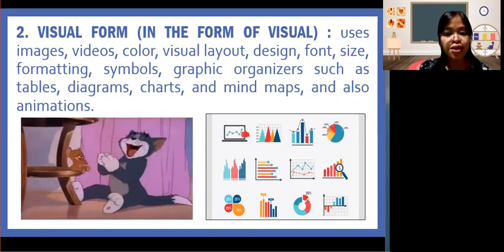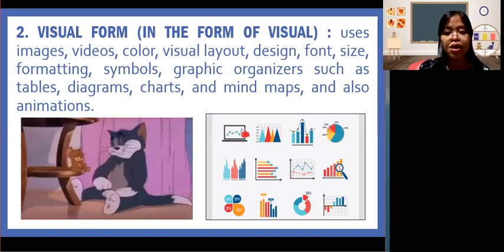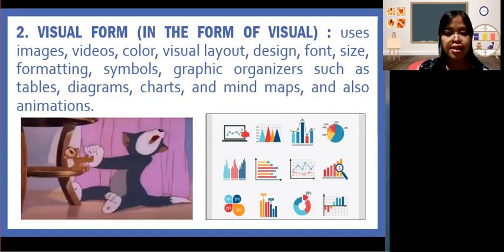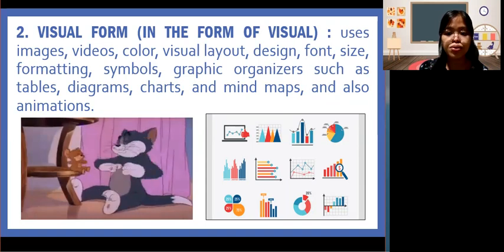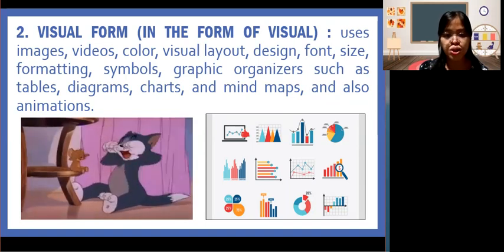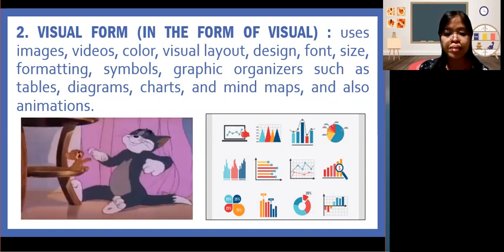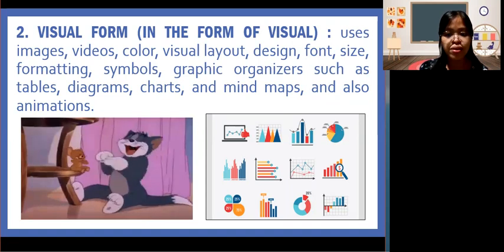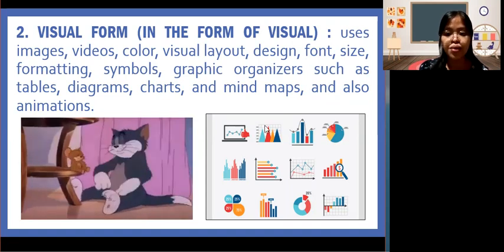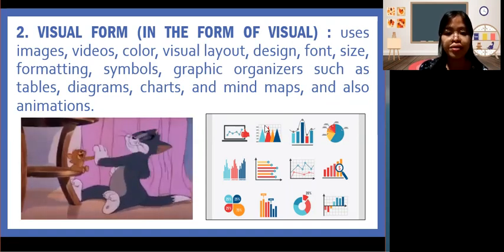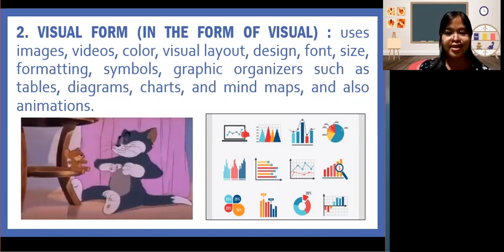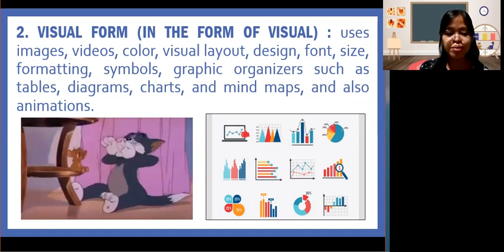Second, we have visual form. It uses images, videos, color, visual layout, design, font, size, formatting, symbols, graphic organizers such as tables, diagrams, charts, mind maps, and also animations. You can see here below we have an animation. Here we have diagrams, charts, maps, etc.